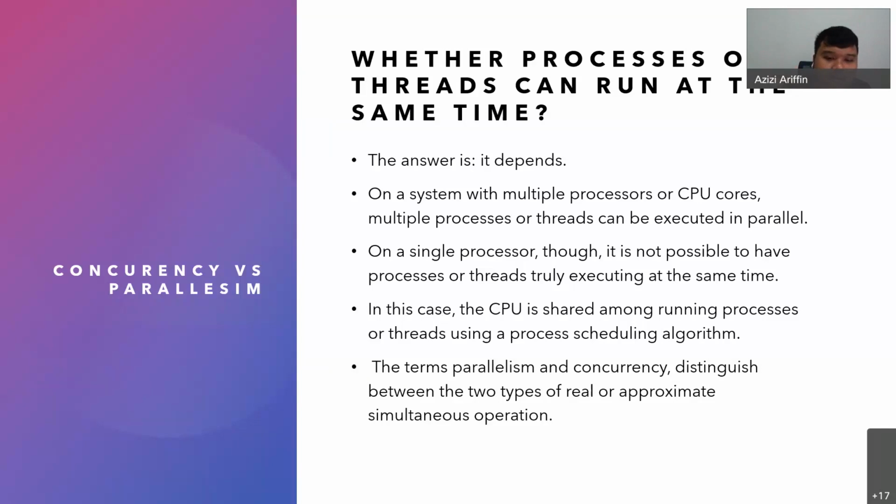So the terms parallelism and concurrent distinguish between the two types of real and approximate simultaneous operation. So kita tengok kalau kita nak ada parallelism, kita mesti ada at least two CPU cores, so that it can run serentak. Pasal ada dua orang yang run dia at the same time. But in concurrent, we can see that it is done at the same time, but it's not really done at the same time. It's just that it is run one at a time, but it is run very fast so that it seems that it's run in parallel. But not, it's just concurrent.